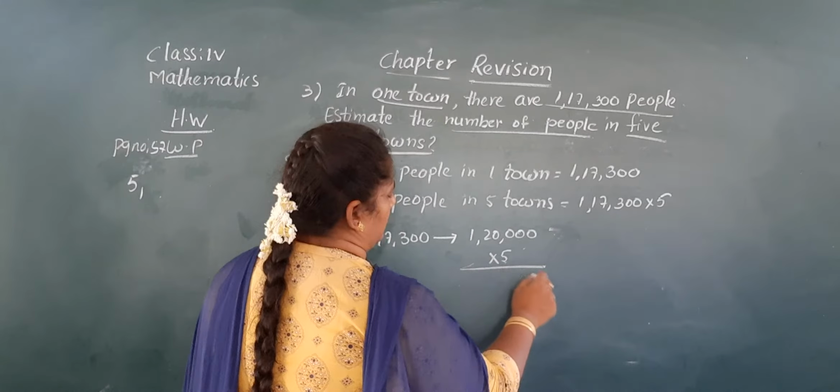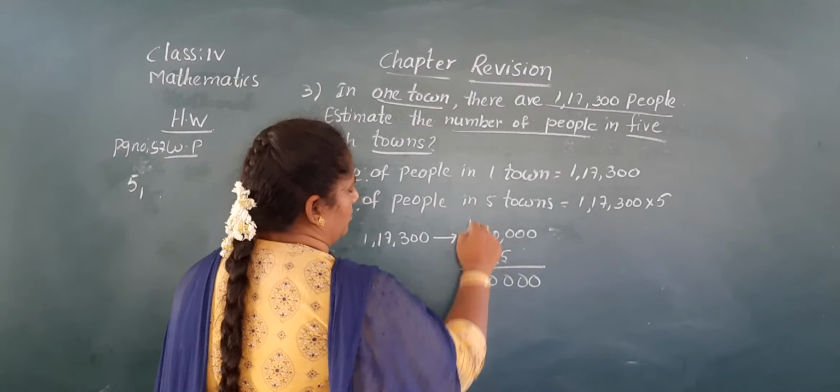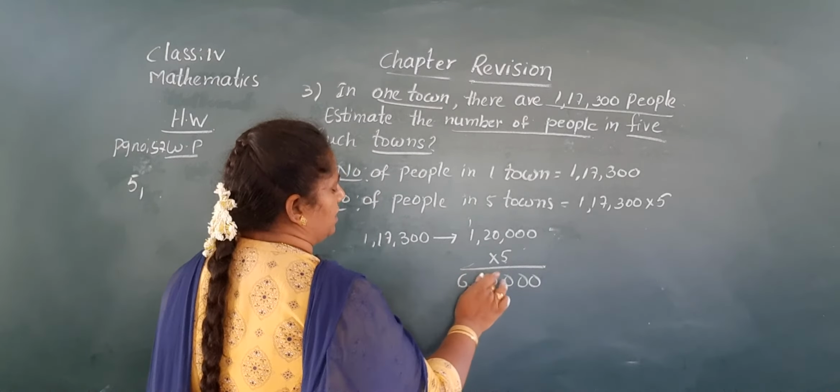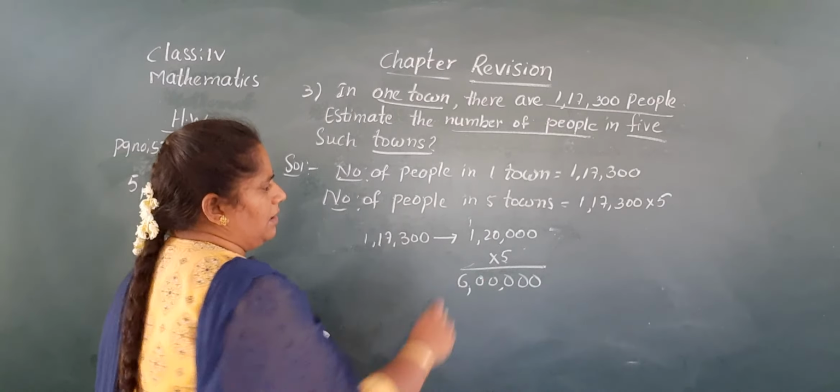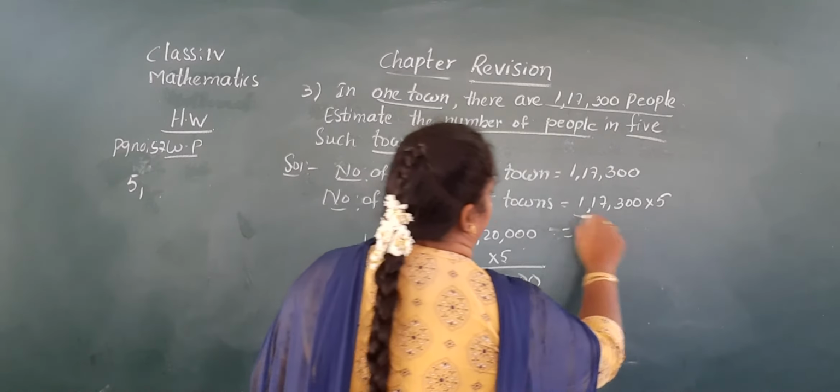Now we multiply this. 1,20,000 by 5. 5 2s are 10, 6 lakhs. Estimation means you do this answer in your mind. Okay, ma? Now we do normal multiplication.